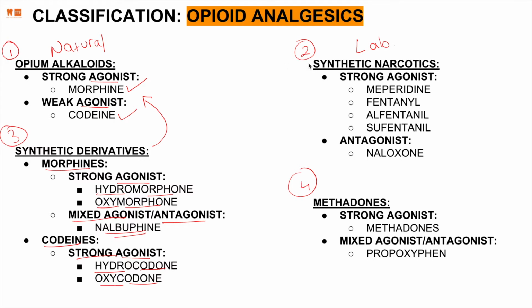Now, moving on to synthetic narcotics themselves. Again, we have strong agonists and complete antagonists. In strong agonists, we have meperidine, fentanyl, and the children of fentanyl such as alfentanil and sufentanil. Antagonists, we have naloxone. And then methadones, we have a strong agonist called methadone itself. And then mixed agonists and antagonists, we have propoxyphene. I know these names may be confusing at once, but if you consider them as the stories that we just discussed, you might have an easier way to remember them.